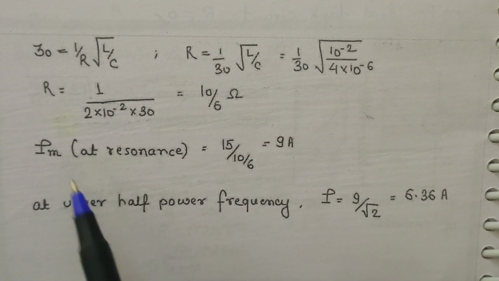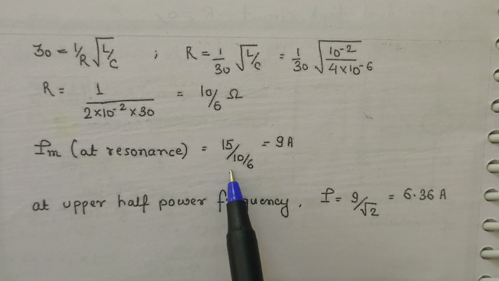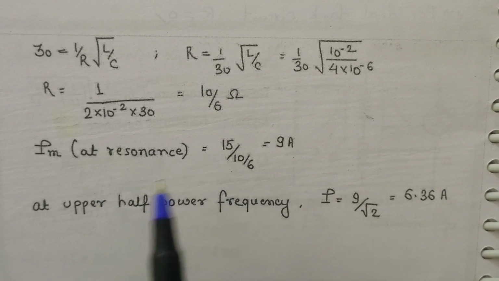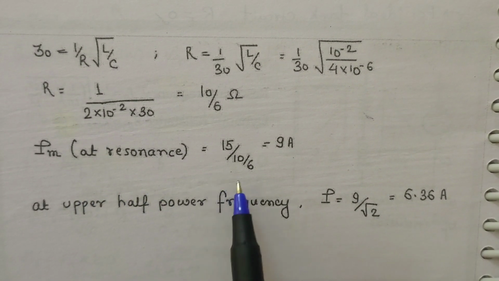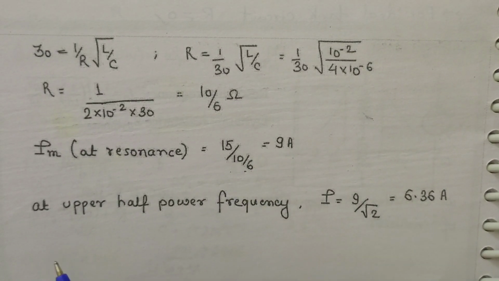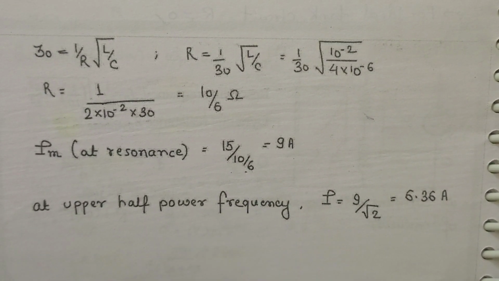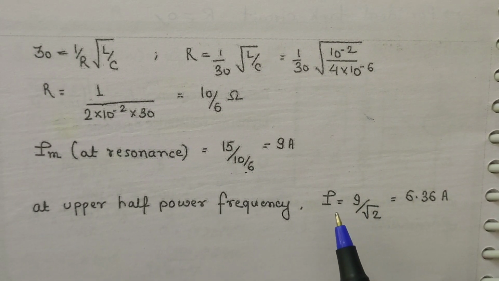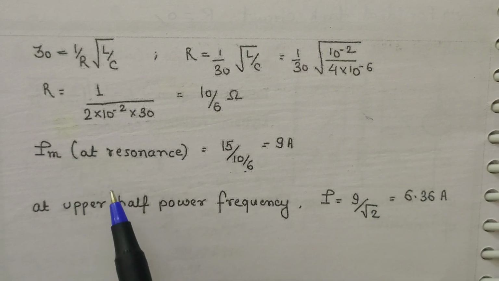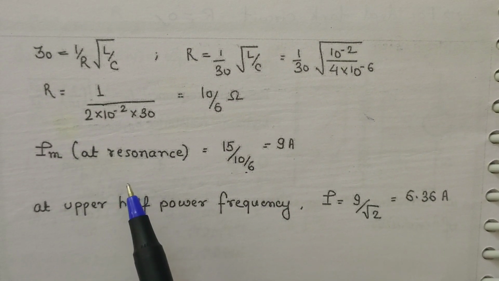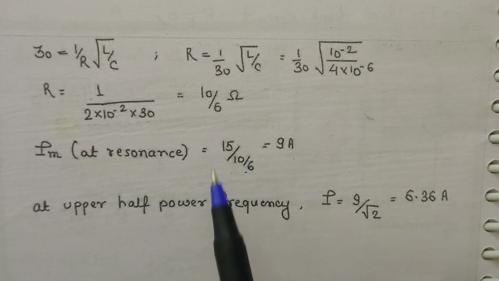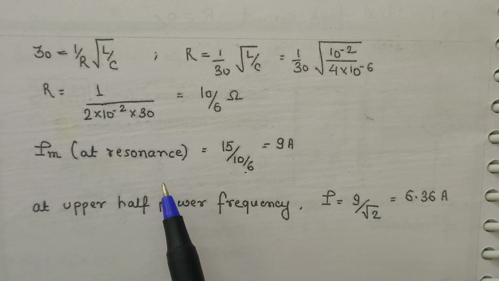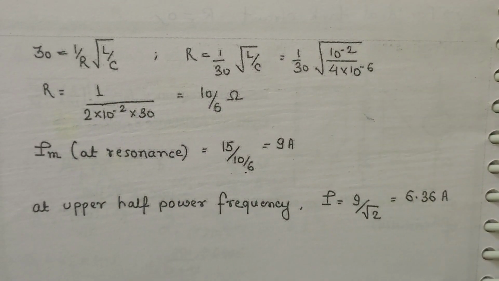Maximum value of current at resonance is source voltage by resistance. At resonance, the inductor and capacitor get short circuited, so only the resistor value will be present, 9 amperes. At the upper half power frequency, the current will be the maximum value by root 2, and we took here the maximum value at resonance, because at resonance condition only you will get the maximum current. That's why he took the maximum value at resonance.